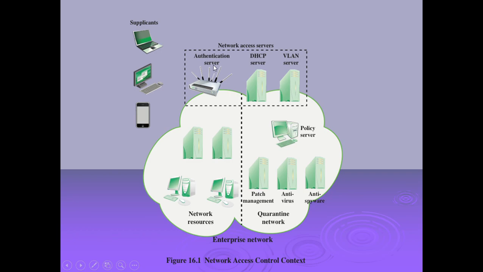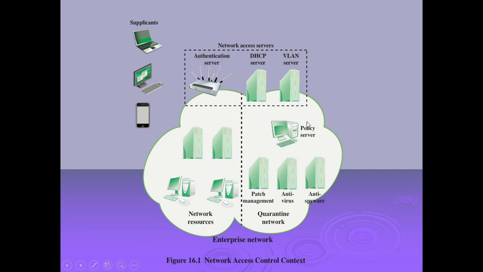We can find the authentication server, and of course some other servers like DHCP or VLAN, because for the client to enter a given network, you should have an IP address, so we need the DHCP server for that. And sometimes we need to dynamically assign these clients to a given VLAN, depending on what they want to access in our resources. Okay, so we call this term network access servers.